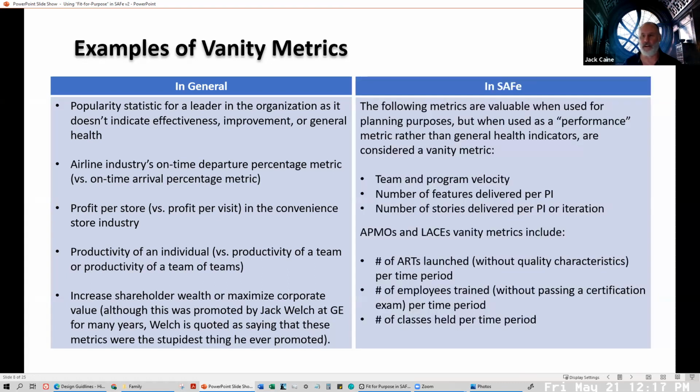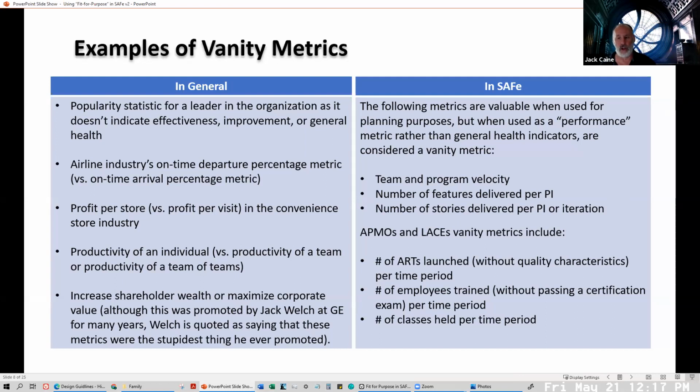In SAFe, the following metrics are valuable when used for planning purposes, but when used as a performance metric rather than a general health indicator, are typically considered a vanity metric. So velocity, whether it's team or program, the number of features delivered per PI, the number of stories delivered per PI or iteration, and APMOs and LACEs, the Agile PMOs or the Lean Agile Centers of Excellence, they can be vain too.